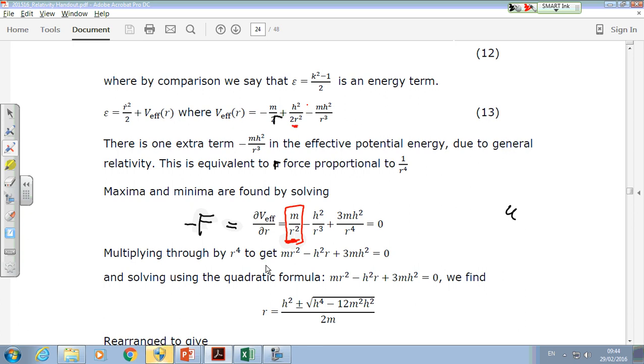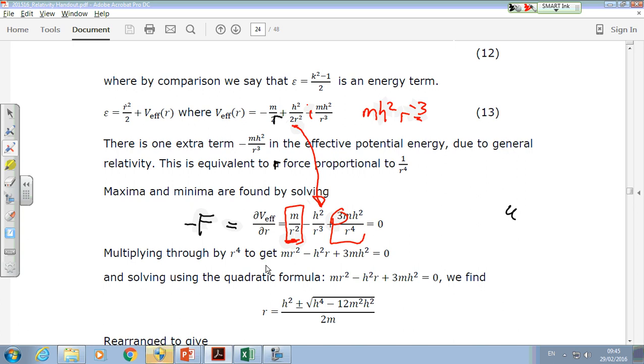This one here becomes that. Minus mh squared over r cubed, so mh squared r to the minus 3 is going to give us the 3 term here, gives us that. The minus changing it into a plus, mh squared over r to the 4th. Okay, so that's the derivative of the potential.